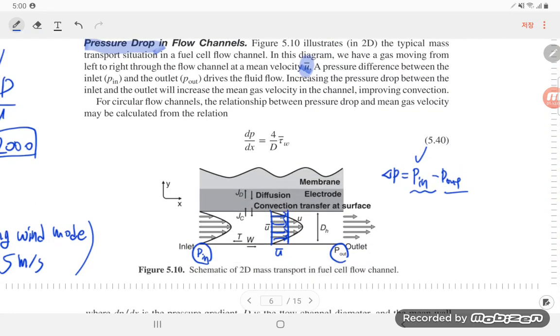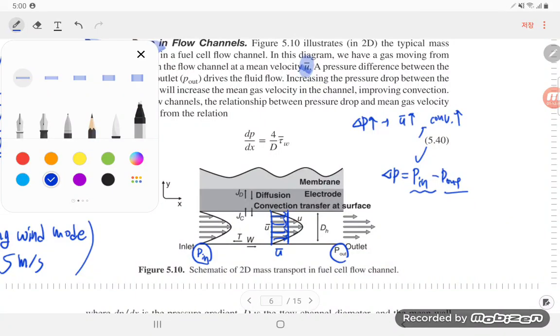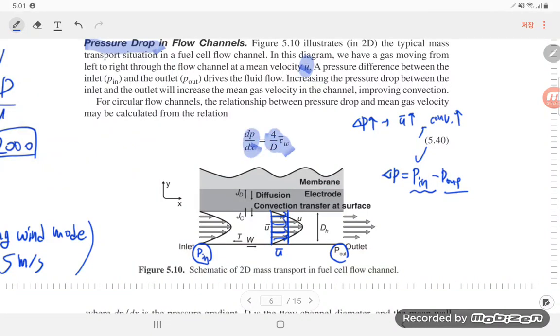Pressure difference between the inlet and the outlet drives the fluid flow. Increasing the pressure drop between the inlet and the outlet will increase the mean gas velocity, improving convection. Okay, if delta P increases, the velocity will increase and the convection will increase. For circular flow channel, the relationship between the pressure drop and mean gas velocity may be calculated from the relation. Actually, this relation can be derived from the governing equation from fluid mechanics, but we will skip this part.